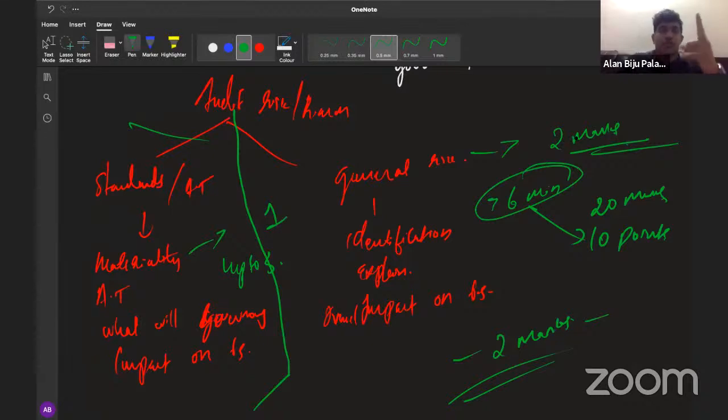For each business risk, you will be getting 1.5 marks. And for each audit risk, you should assume that you are getting only 2 marks. And for 20 marks, try to incorporate 10 points at least. And you must complete these 10 points within the allotted time. That is what you need to consider.